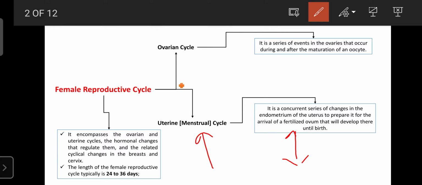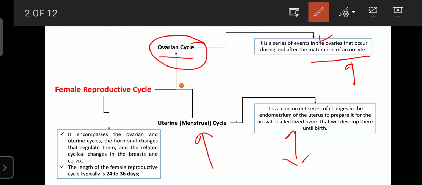Regarding the ovarian cycle, it is a series of events that occurs in the ovaries during and after the maturation of an oocyte. This series of events is responsible for the formation of the matured follicles, and it is known as the ovarian cycle. It is responsible for the release of the ovum into the fallopian tubes.